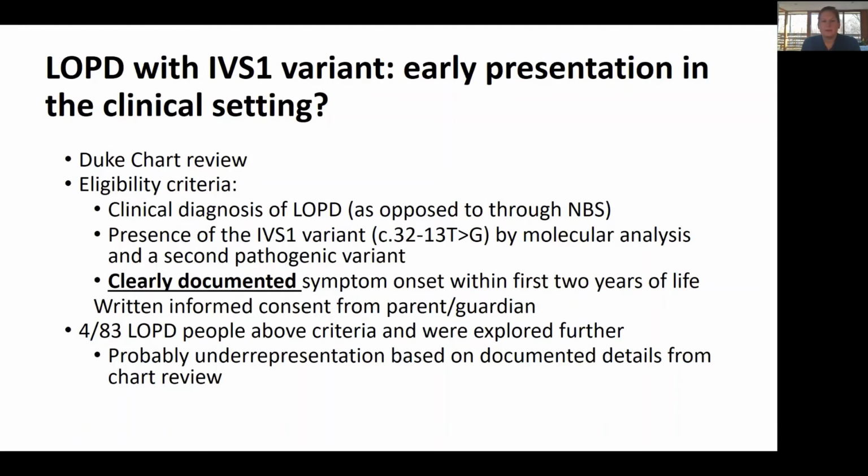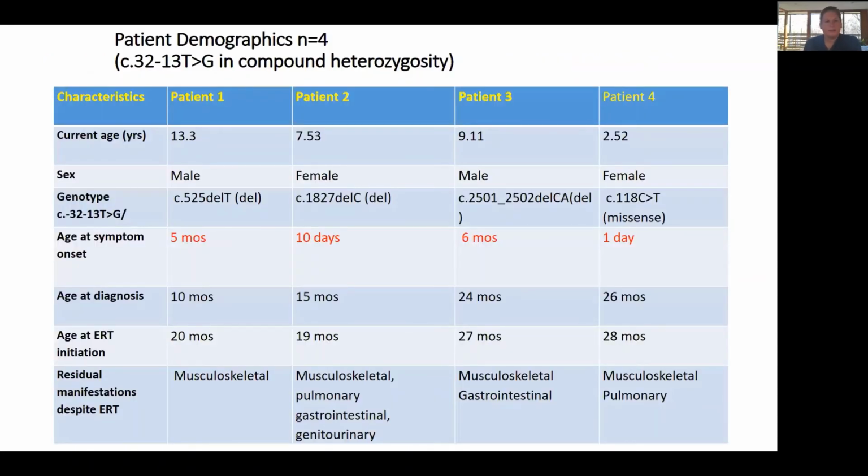And these were all children who had a clinical diagnosis of Pompe rather than a diagnosis via newborn screening. And out of the 83 patients that were available to study with late onset Pompe, 4 of those fulfilled these criteria, and we were able to look at them further. Here you can see some of the characteristics of the 4 patients, and then their age of symptom onset.